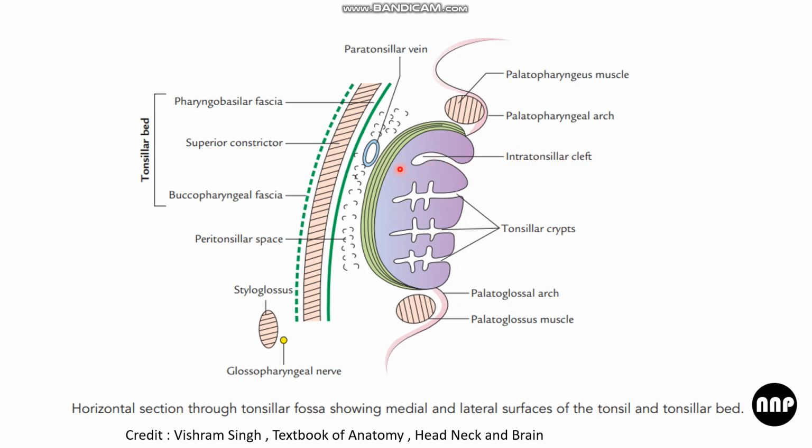Now coming to the posterior relations. See, in one diagram only everything is there. So what all is there on the posterior surface? We have the peritonsillar space, the paratonsillar vein, and the tonsillar bed. It is very important to mention the tonsillar bed in your question about palatine tonsil. Then the pharyngobasilar fascia, superior constrictor muscle, and buccopharyngeal fascia.